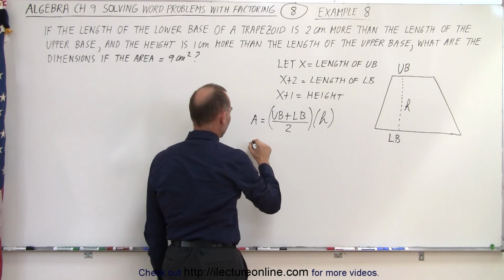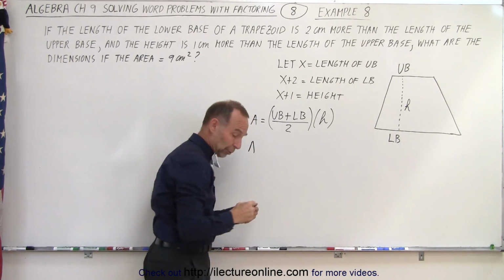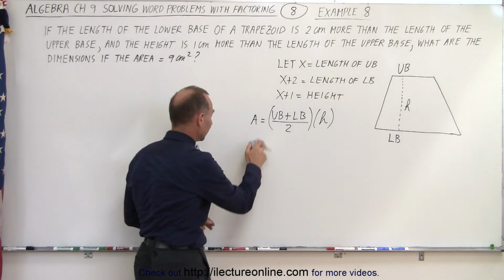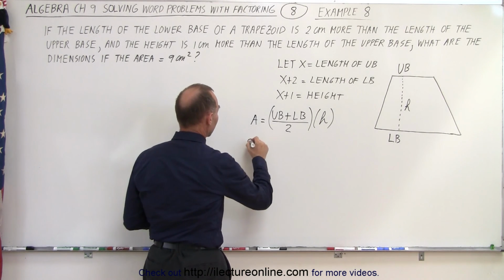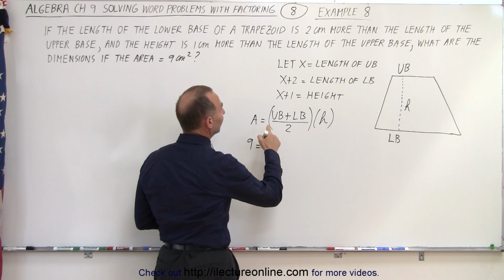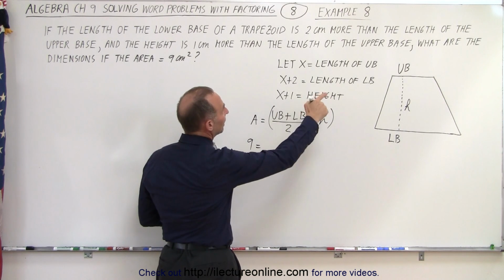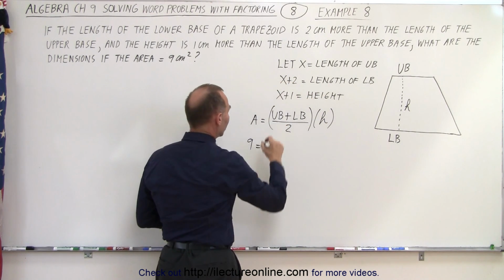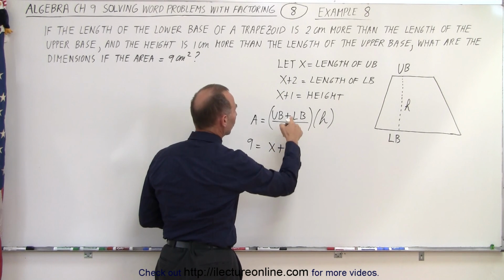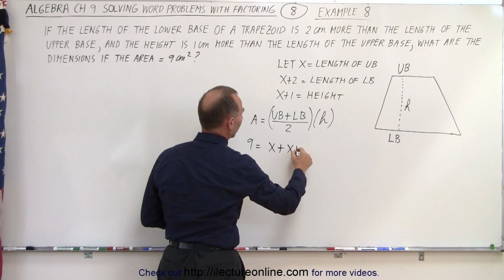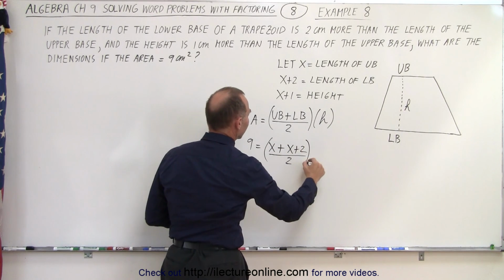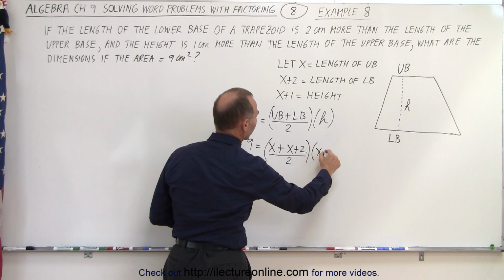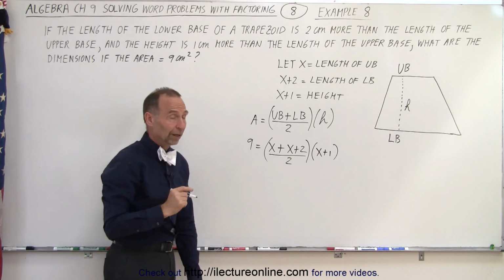I know the value for the area, so let's replace that with the number. We know that area is equal to 9, so 9 is equal to the upper base, x, plus the lower base, which is x plus 2, divided by 2. And then we multiply it times the height, which is x plus 1. That looks like a quadratic equation.